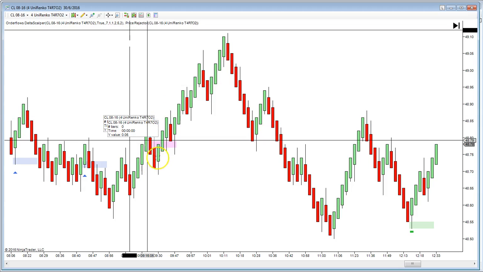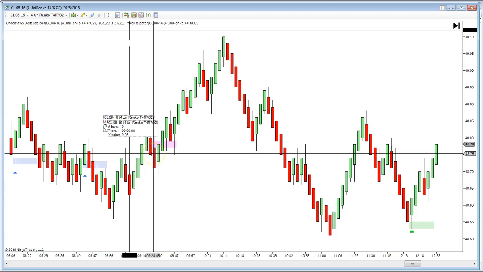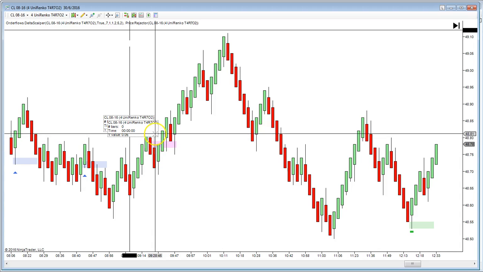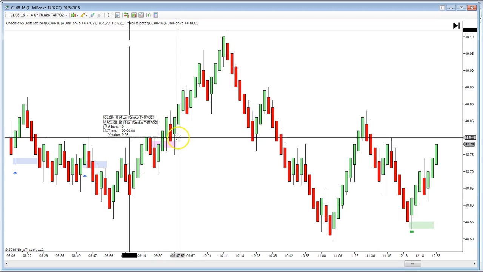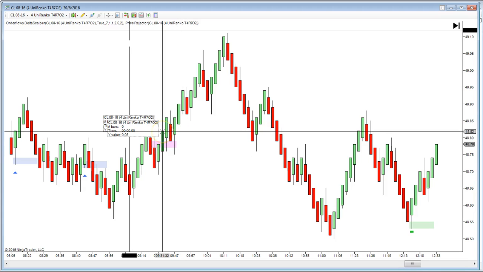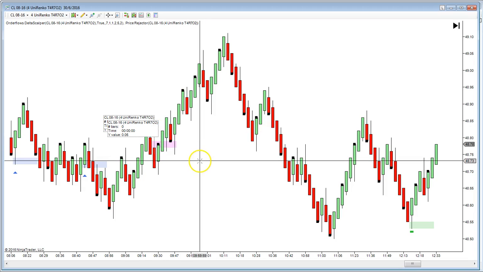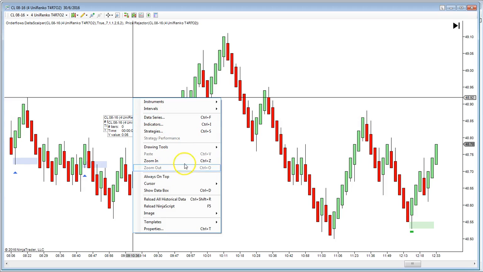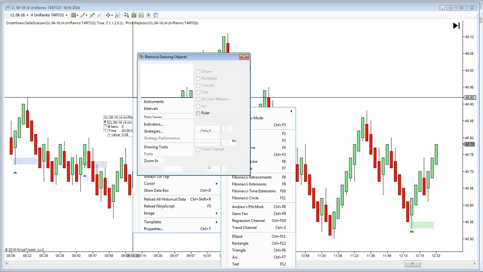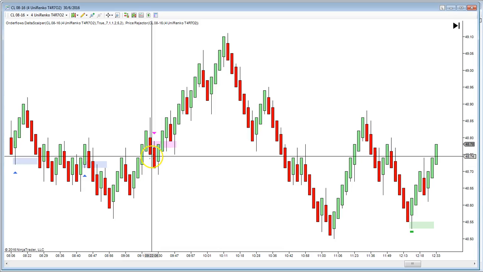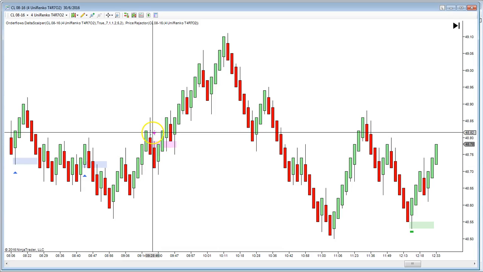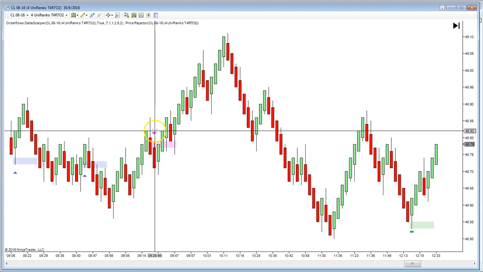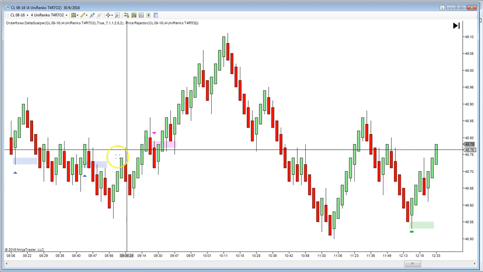But okay, say you're getting short here. This is the sell, 75. Where's your stop going to be? Somewhere up in here, 75, 82. So this is 7 ticks, and that's being very generous. That's getting short here and having your stop way up here, way past this area.